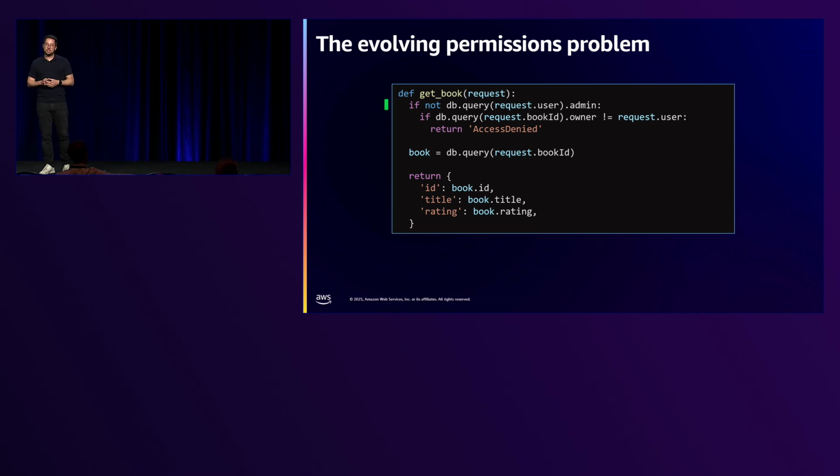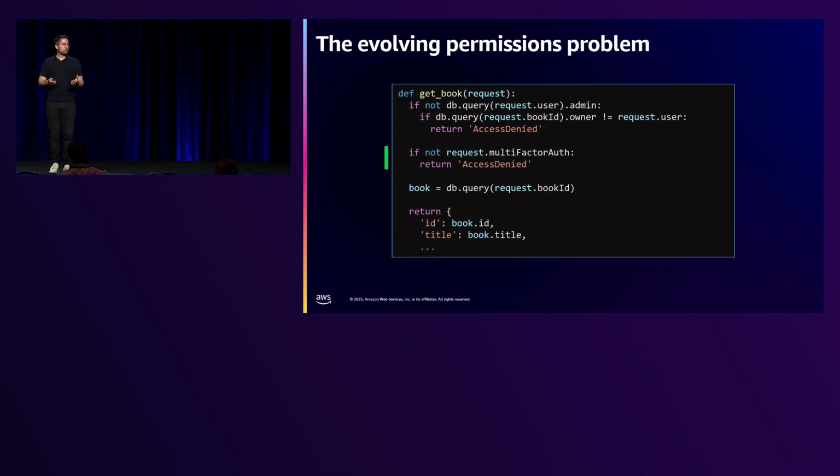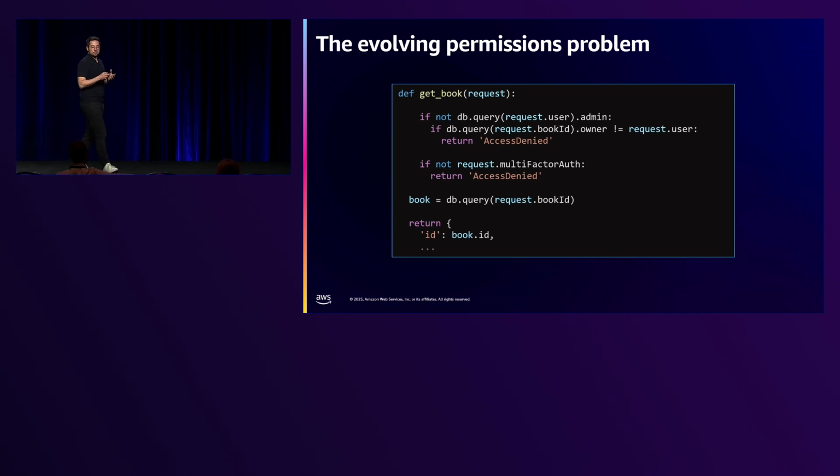And then you think, just maybe, I need to also check if the user requesting this access is also authenticated using multi-factor authentication. Otherwise, I will also send an access denial. And then lastly, maybe some books are public, and if they are public, I don't care about anything else. I just let the book go through and let the request go through.